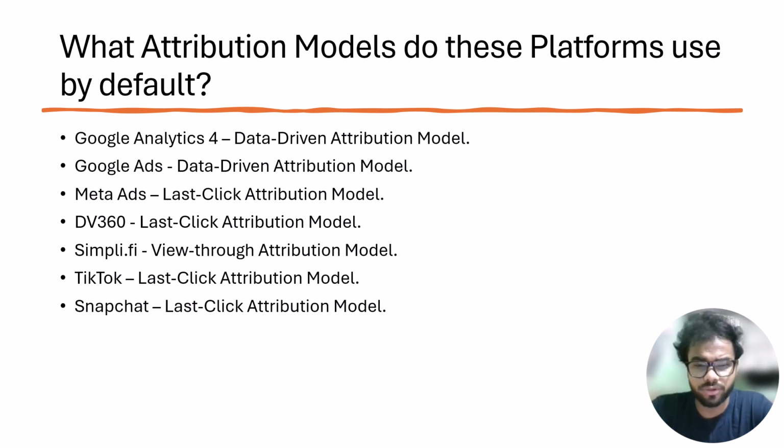If you don't know about the view-through attribution model, there are two things that you need to know more about: the view-through attribution model and the click-through attribution model. I'll tell you what they are, just let me finish this. TikTok and Snapchat are also using a last click attribution model. So most of the social media platforms are using last click attribution. Google Ads and Google Analytics use data-driven, DV360 uses last click, and Simplify uses a view-through attribution model. Now I'll tell you what the view-through and click-through attribution models are. These are two different things.